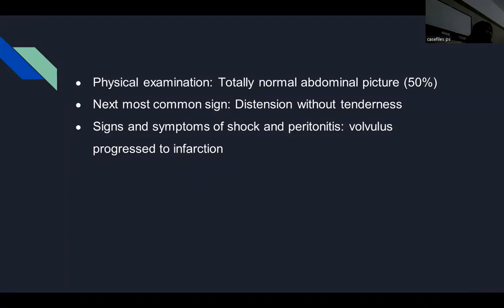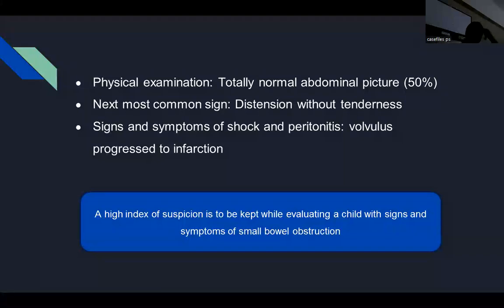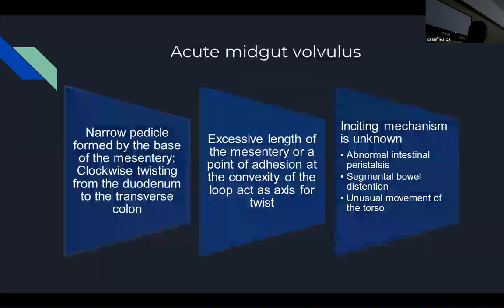If the patient presents with midgut volvulus, they can progress to shock and peritonitis, with abdominal features of the same, and eventually will go on to infarction if not intervened at the earliest. So a high index of suspicion has to be kept when evaluating a child with signs and symptoms of small bowel obstruction. The possibility of malrotation should always be ruled out.